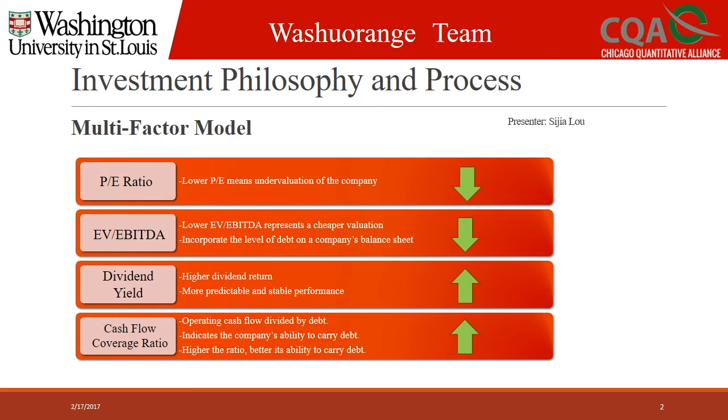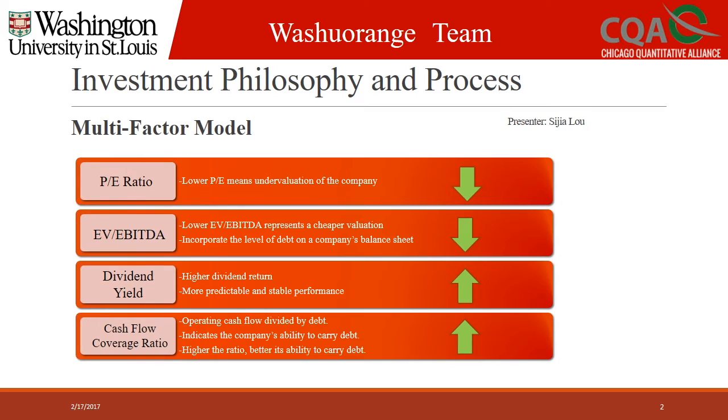For the quality factor, we chose cash flow coverage ratio. It's operating cash flow divided by debt. This factor indicates the company's ability to carry debt. The higher the ratio, the better its ability to carry debt.